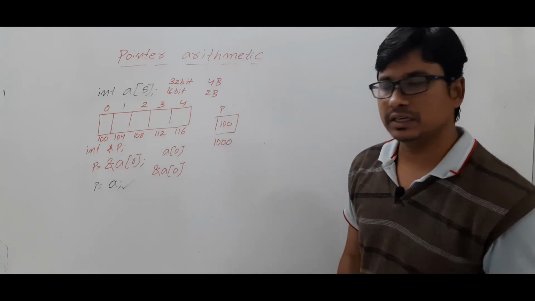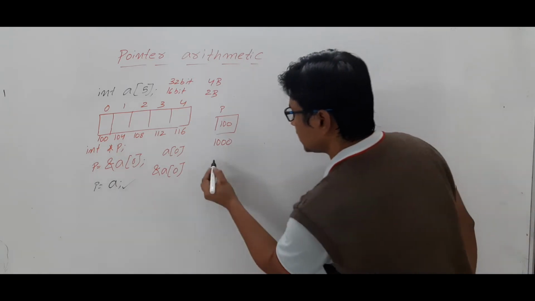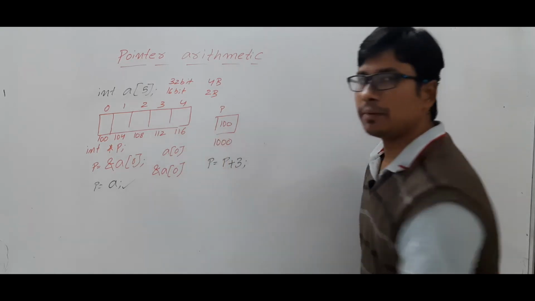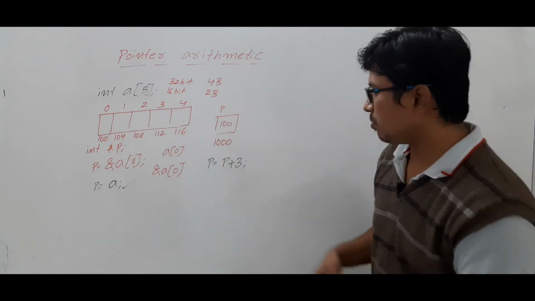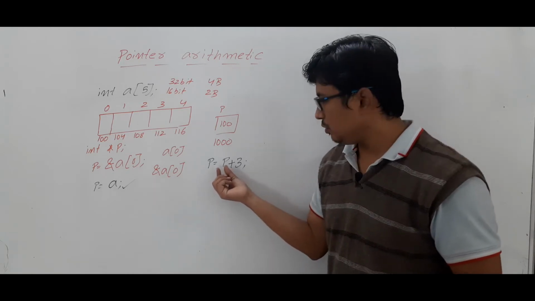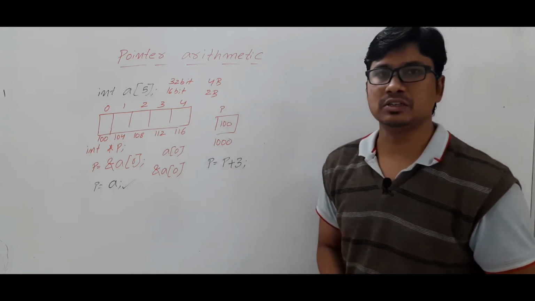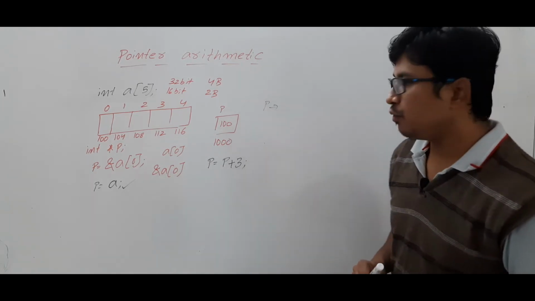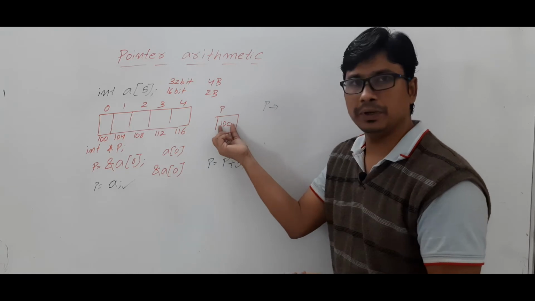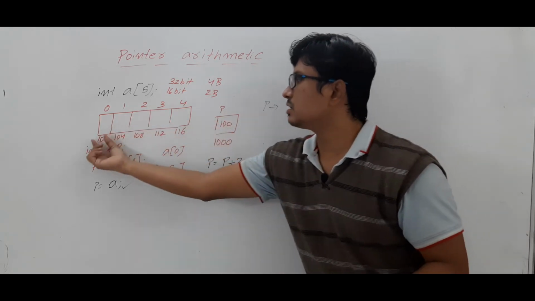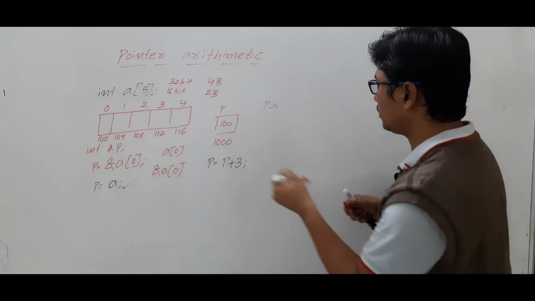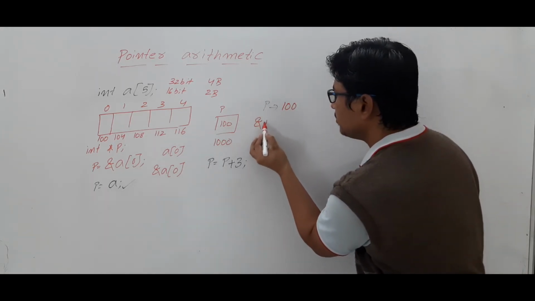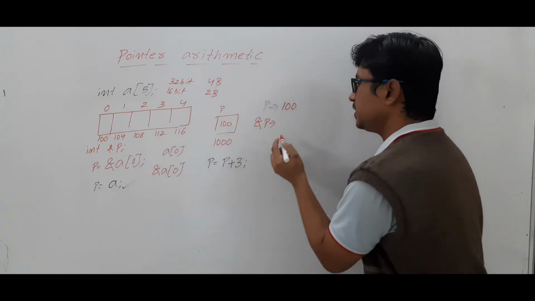Now my question is that I have written a statement p = p + 3. What will happen? I am doing an arithmetic operation on the pointer. Now look at this one. What will p consist of? If I write p, it will give you the value which is in the variable p. What is the value there? The base address of the array A, which is 100. Good. If I write &p, it will give you the address of this variable p, which is 1000.